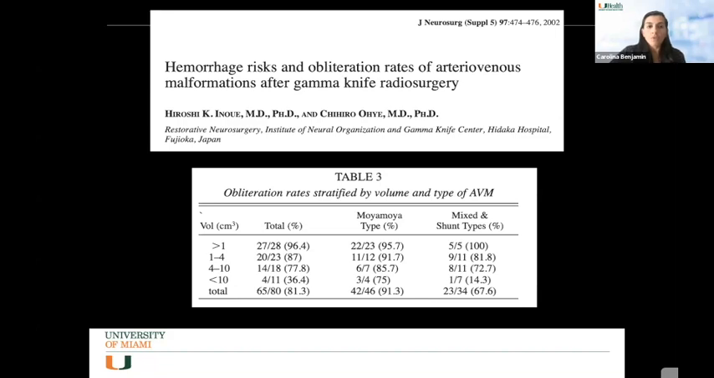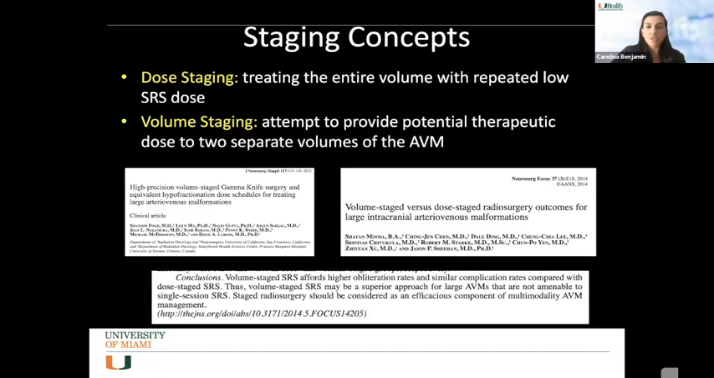And so there are two concepts for staging when this was brought about. First was dose staging, which is treating the entire volume with repeated low SRS doses. That concept allows for recovery, in theory, in between sessions. And then the other staging, which is what we adopt and use now, is volume staging, which is an attempt to provide a potential therapeutic dose to two separate volumes of the AVM.